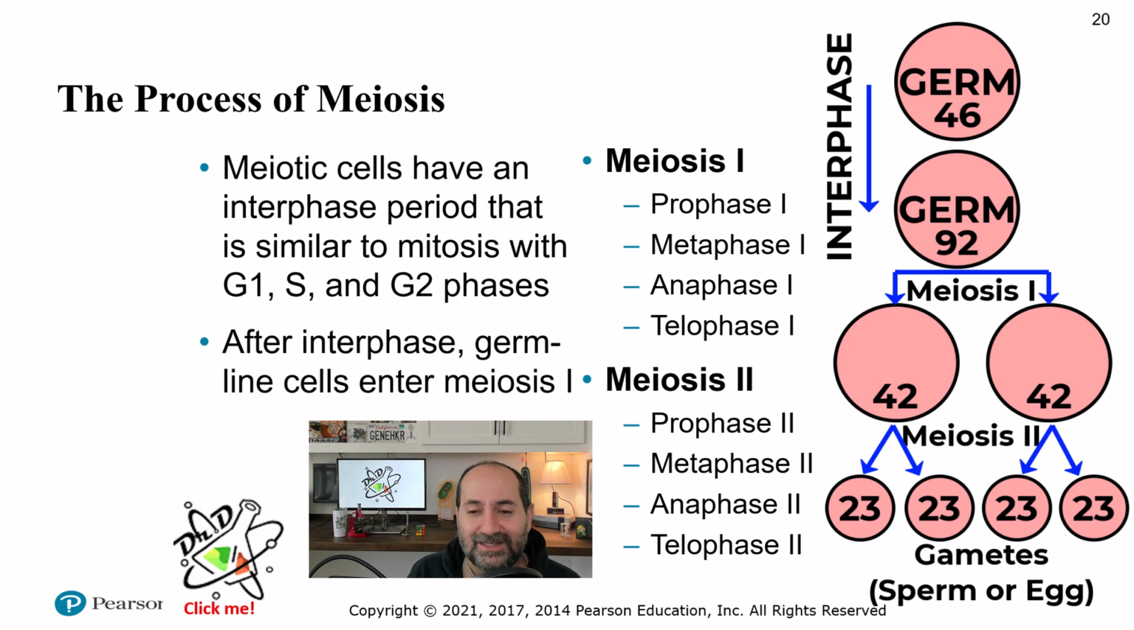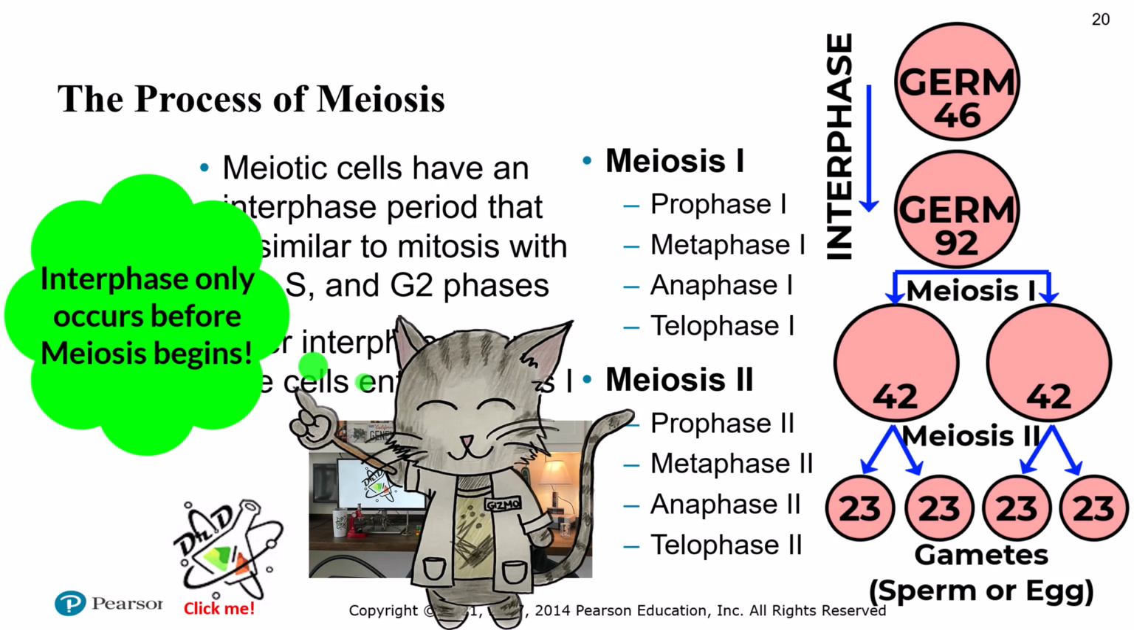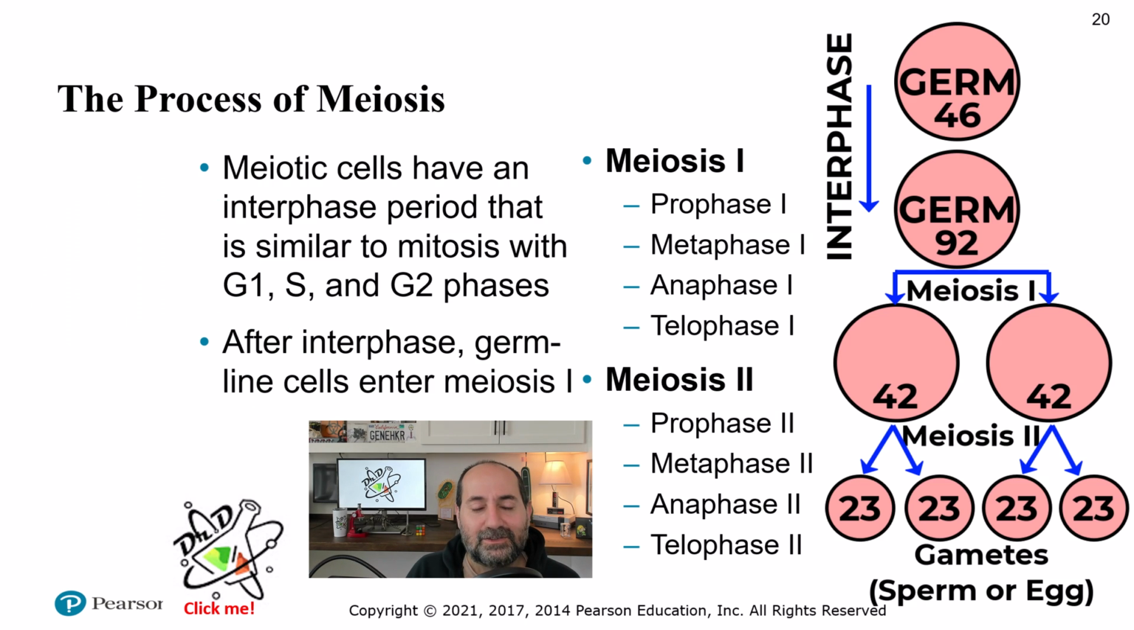Does that make sense? So what I want you to know is that there's only one interphase where the DNA is replicated, and that occurs before meiosis I. There is no interphase between meiosis I and meiosis II. And because the DNA is only replicated once, but the cell divides twice, you're going to have gamete cells, the sex cells, the sperm and the egg, with only 23 chromosomes per cell. I hope that makes sense. We're going to go into more detail now.